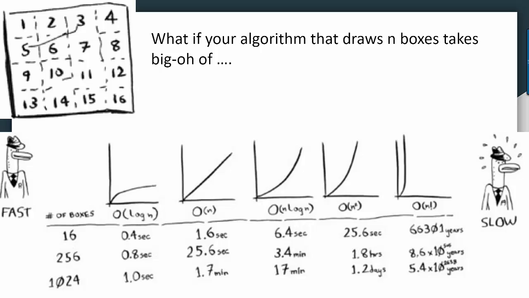What if it's a quadratic algorithm? It's taking us from seconds to days. That's a huge difference, right? And 1024 isn't that big. So that's why it being quadratic rather than linear really matters.